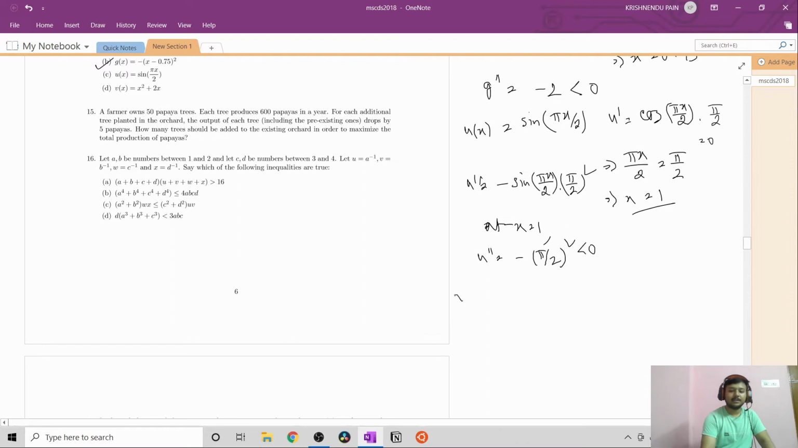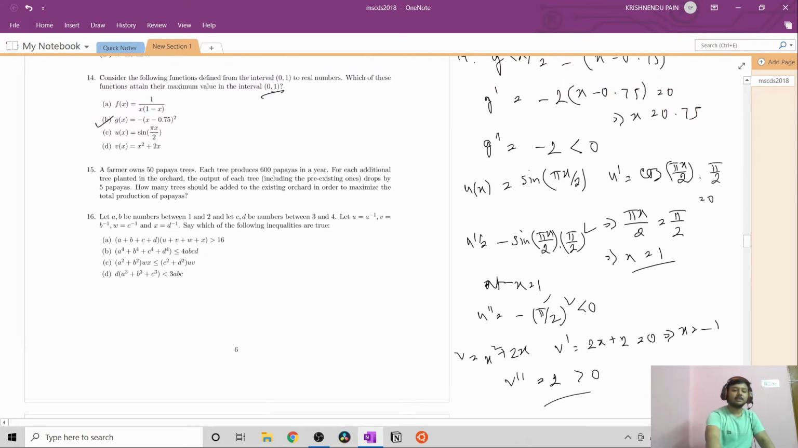For option D, v(x) equal to x square plus 2x, v dash equal to 2x plus 2. If we equate it to 0, we will get x equal to minus 1. v double dash equal to 2, greater than 0. So at x equal to minus 1, v is minimum, so this is not the correct choice. So the only correct option is option B.